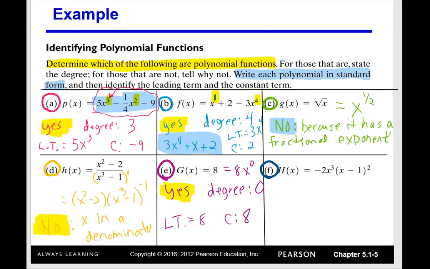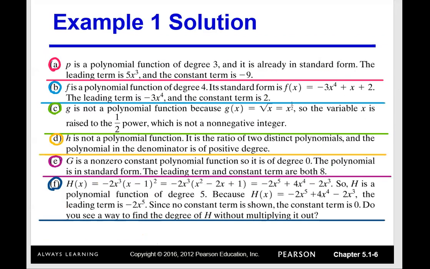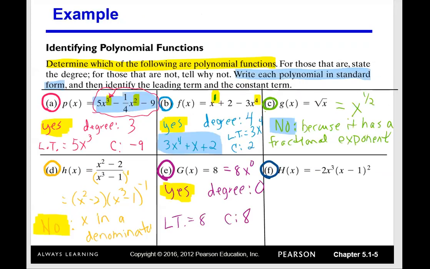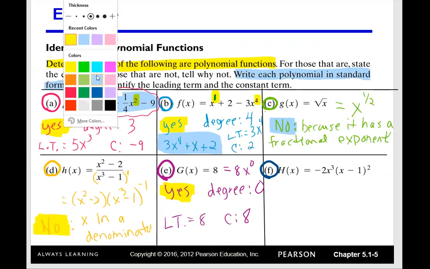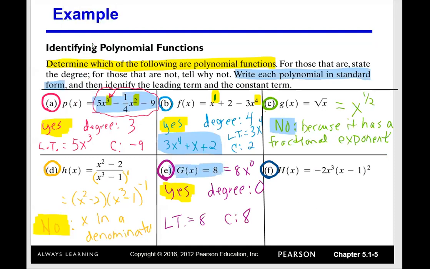Is that the same thing they said? Yep, the leading term and constant term are both 8, and it's already in standard form, so I wouldn't have to rewrite this one at all. I'll just highlight that in blue. It's already in standard form.